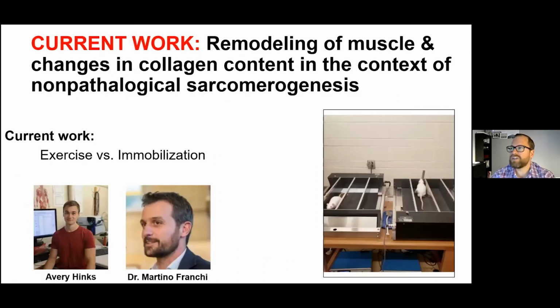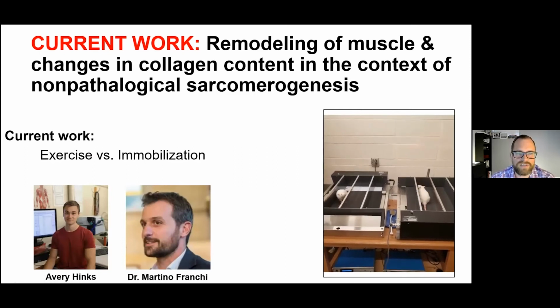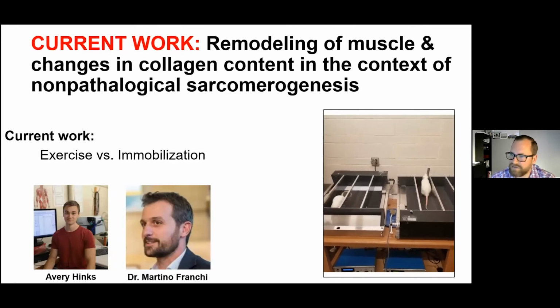So some current work in our lab is looking at remodeling of muscle and changes in collagen content in the context of non-pathological sarcomerogenesis. What I mean by that is increasing and decreasing the number of serial sarcomeres to increase and decrease fascicle length, independent of disease or pathological conditions. So we have animals running uphill and downhill on treadmills, and we've already shown that this is an effective stimulus for increasing and decreasing fascicle length owing to an increase in serial sarcomere number.